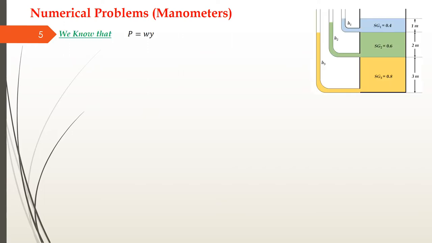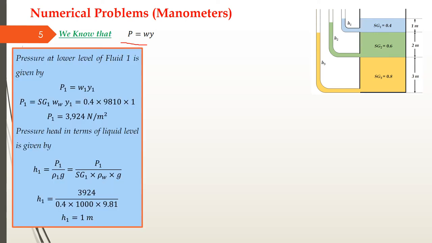We know that the pressure is given by specific weight into height, or the simple formula is P equals rho gh. We will try to use this formula. In order to find out the pressure at this lower level, the pressure at the lower level of the fluid, P1, will be calculated by using the formula rho gh.